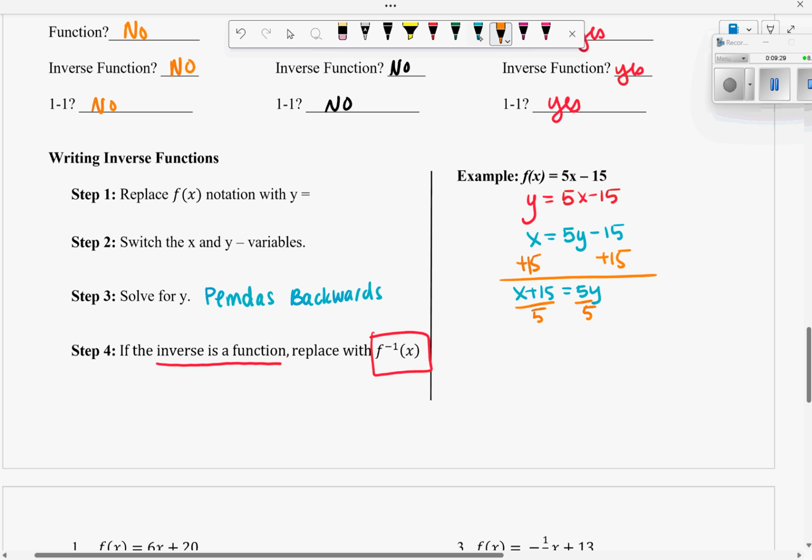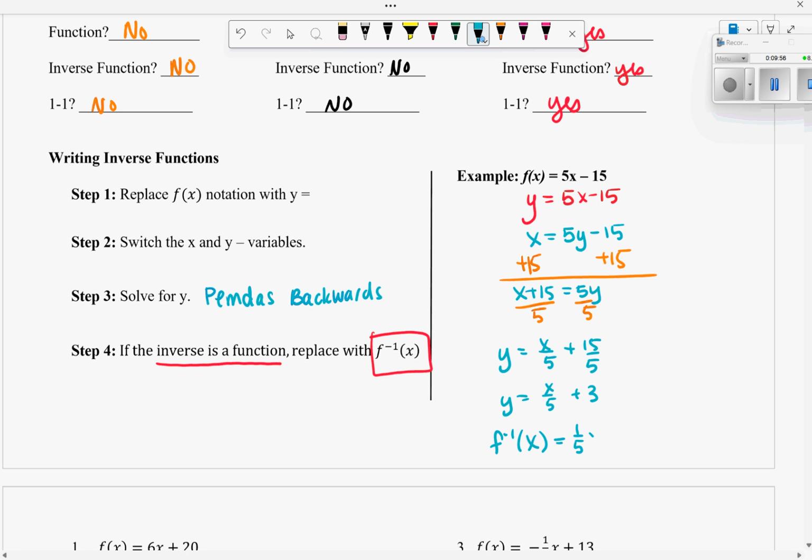And because this is linear, we're going to write this in our slope-intercept form. So y is equal to x over 5 plus 15 divided by 5. So this would give us y is equal to x over 5 plus 3. And then we can write this in inverse notation because linear functions pass the horizontal and vertical line tests. So therefore, you can use inverse function notation. So the inverse is equal to, you can write x over 5 or 1/5 x, it's the same thing, plus 3.